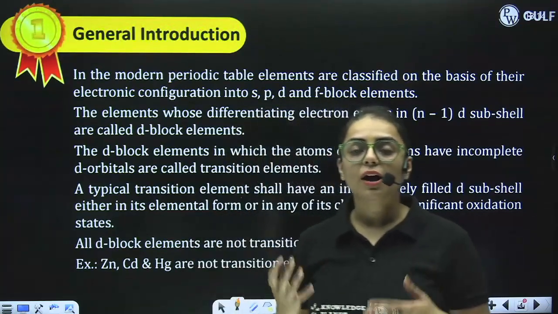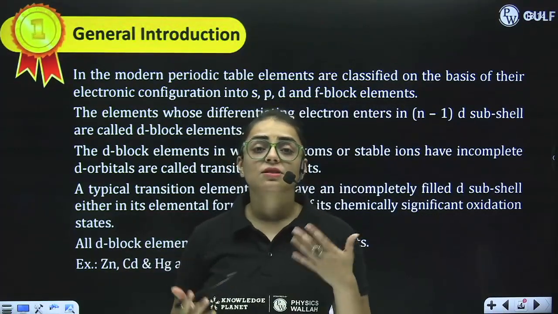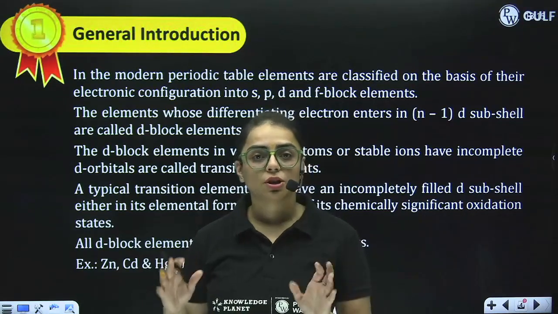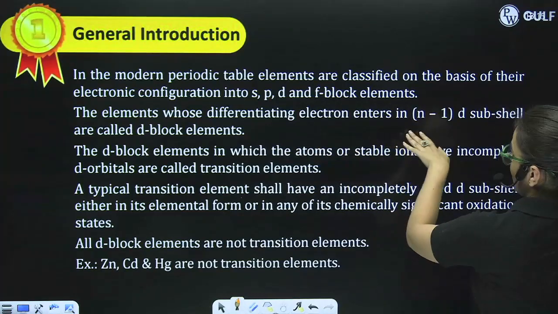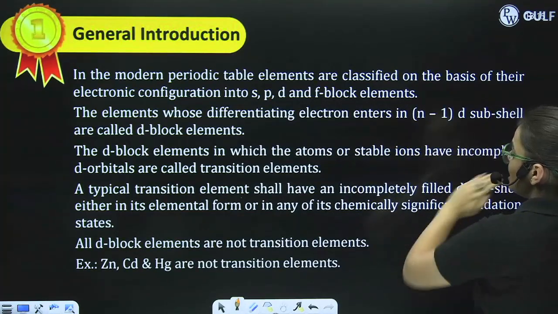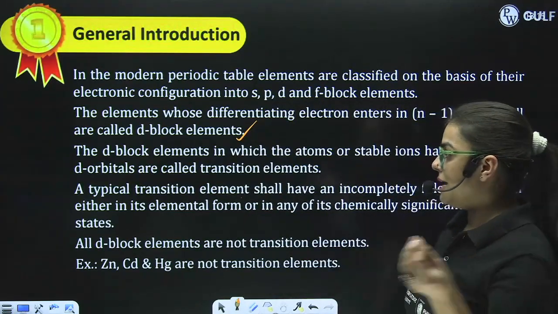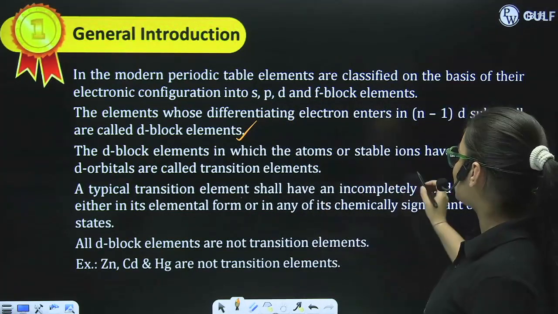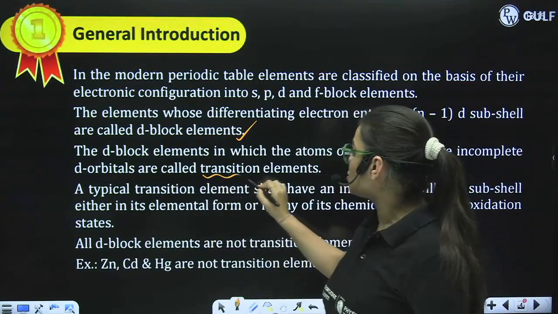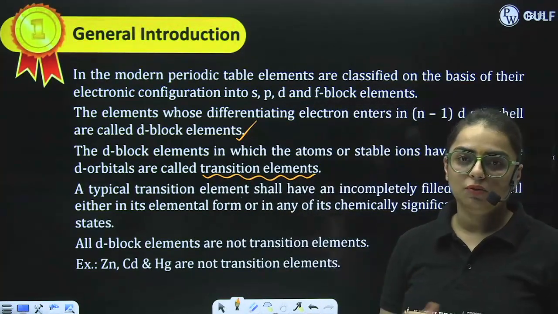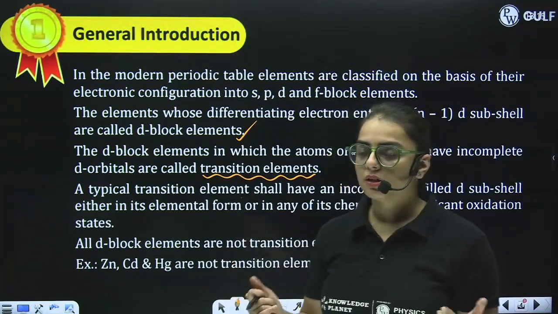Now we very well know why the elements are classified as S block, P block, D block and F block, because the last electron enters that particular subshell, right? The elements whose differentiating electron enters an n-1 d subshell are referred to as your D block elements. Next, the d block elements in which the atoms or stable ions have incomplete d orbitals are called transition elements. That means the partially filled ones, that do not have the fully filled configuration.